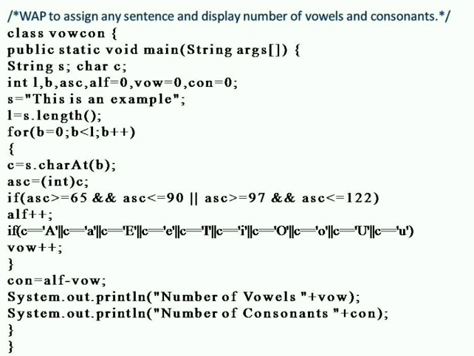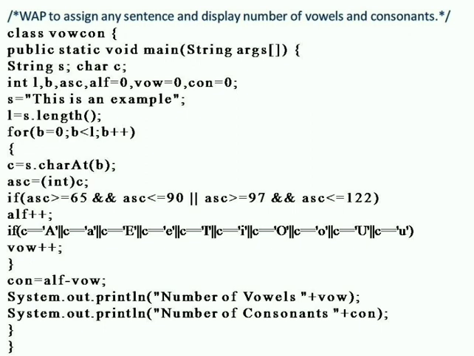and in the next line we have taken one string variable string s, one char variable char c, then a few int variables: int l, b, asc, alf, vow, con. Here ALF, VOW and CON are three counters. ALF is for counting the number of alphabets, VOW for counting the number of vowels, and CON for counting the number of consonants.